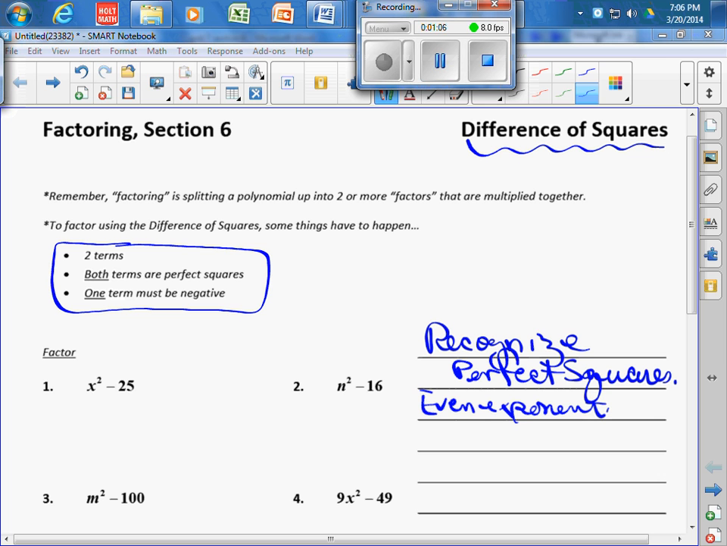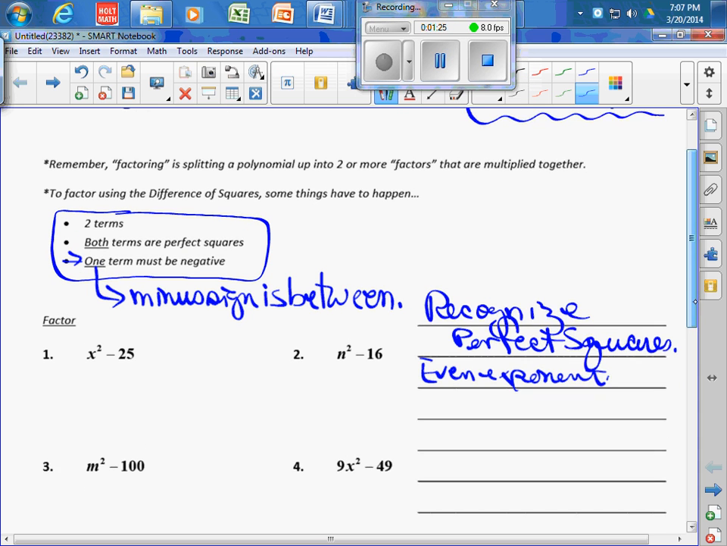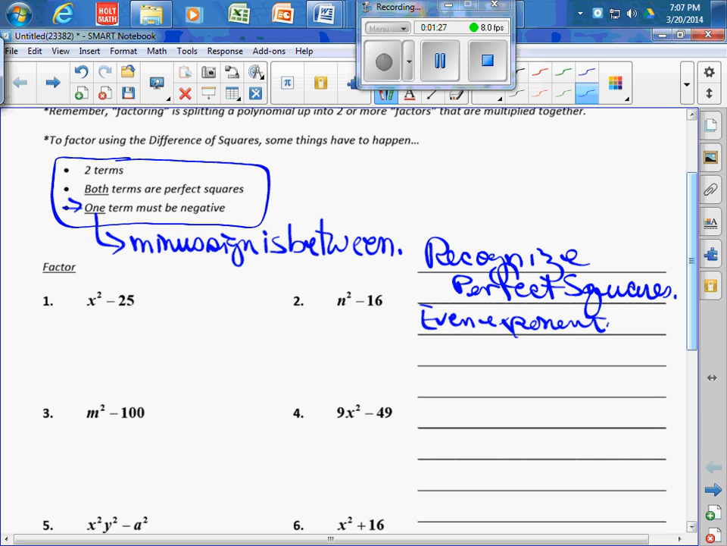And the third thing that has to happen is that one of the terms has to be a negative. And what we're going to do is write this so that the minus sign is between the two terms. I'll show you what I mean by that when we get to it. But keep in mind that whenever you factor a difference of two squares, it will be two sets of parentheses, just like we've been getting before. Two binomials.